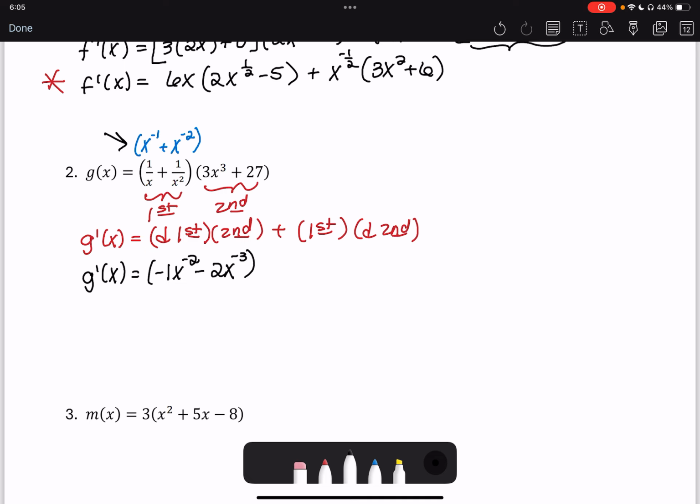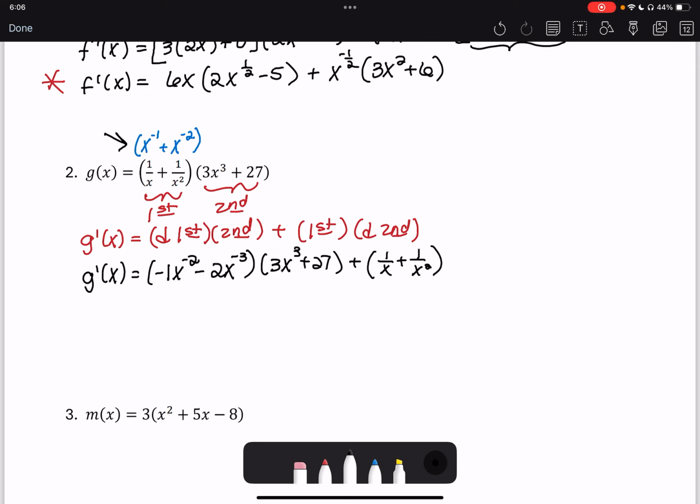That's the derivative of the first times the second, the 3x cubed plus 27, plus the first. Okay, now here I can just write it as it was originally written, like that, or I could write the x to the negative 1 plus x to the negative 2. Either one of those is fine to write there. It's just your preference, okay? I'm just going to erase this for right now, just so I don't have too much clutter there, okay? But that's the first.